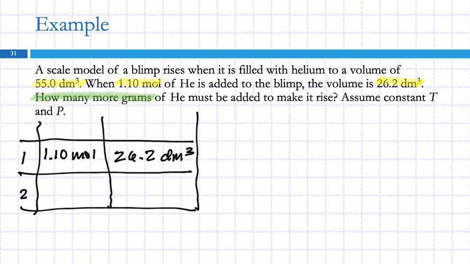We haven't really used cubic decimeters. It's okay. Spread them down and be fine. So this is N and this is V. And our other volume is 55.0 cubic decimeters. And it says when the volume gets to that, it's going to float.